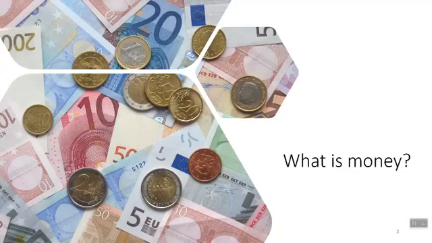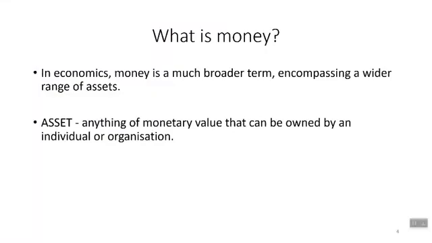So let's start by thinking about what money actually is. Physical banknotes and coins first come to mind for most people. After all, this is money that you can go and spend in shops in return for goods and services. However, in economics, this is only a subset of the larger collection of assets that can be defined as money. And when I talk about an asset, I mean anything of monetary value that can be owned by an individual or organization.